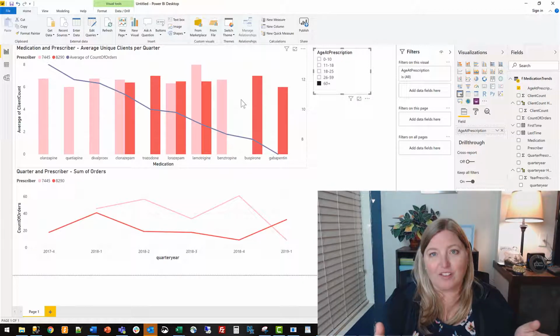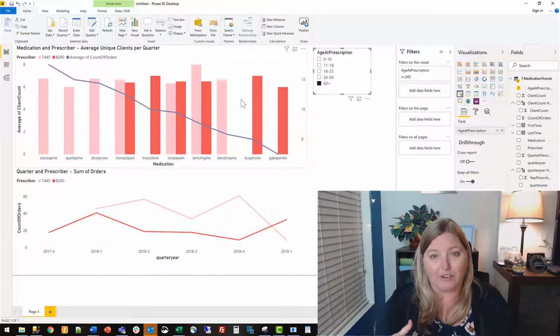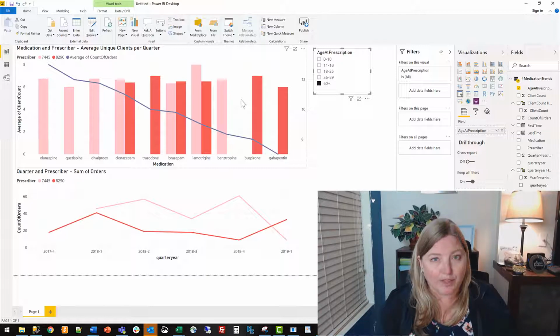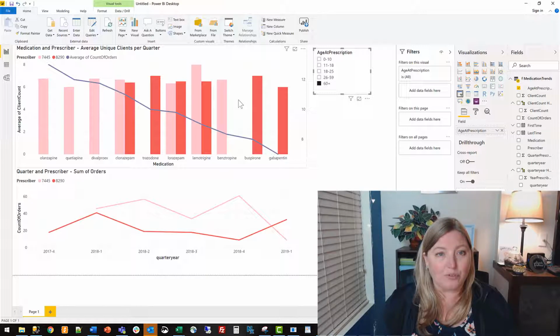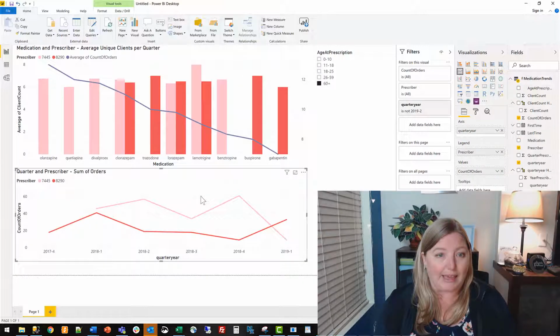And then if there are variations, how can people collaborate and learn from each other if there are medications that are being more helpful for certain prescribers than others? Since prescribers are a very valuable resource in behavioral health, I think finding ways to use data to make their lives better could be really important and helpful. So anyway, just some basic things that I'm doing here using Power BI.